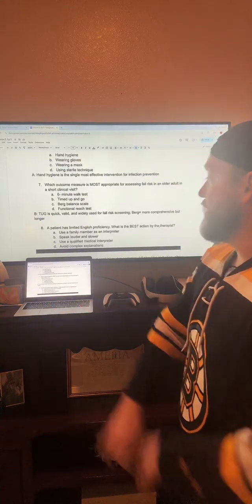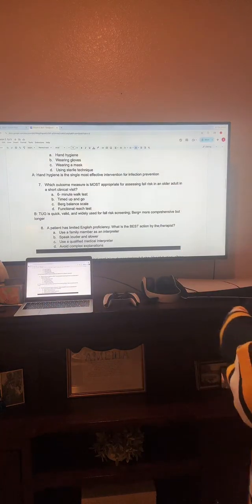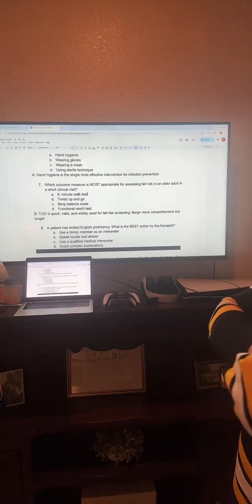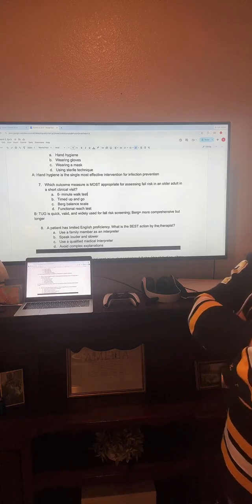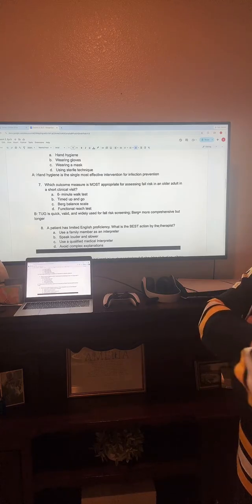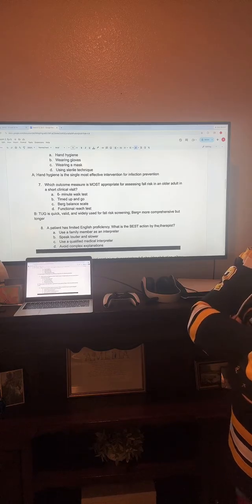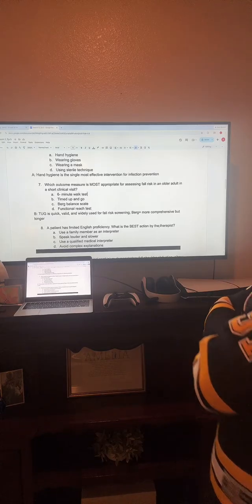Number 8, a patient has limited English proficiency. What is the best action by the therapist? A, use a family member as an interpreter. B, speak louder and slower. C, use a qualified medical interpreter. Or D, avoid complex explanations.